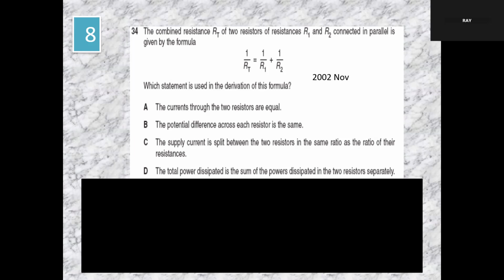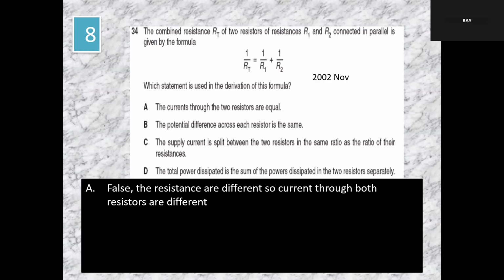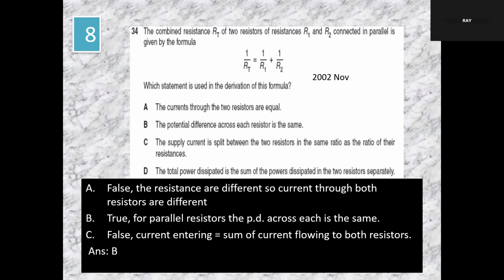Parallel. Is it A? No, they are not the same. But I think A is the potential difference, right? It's supposed to be potential difference, not current. Resistor is the same. Kirchhoff's second law.